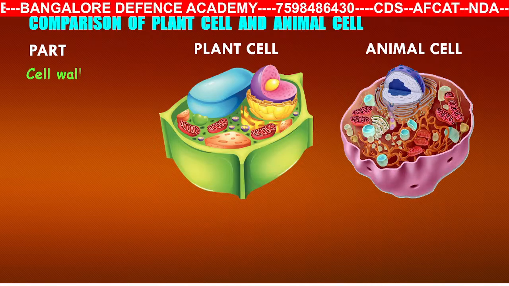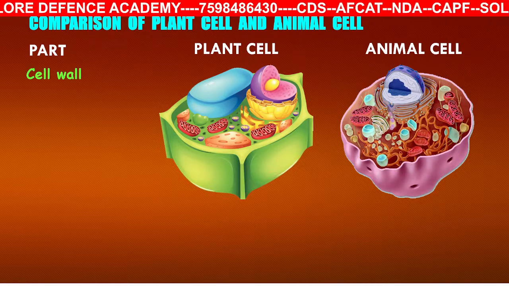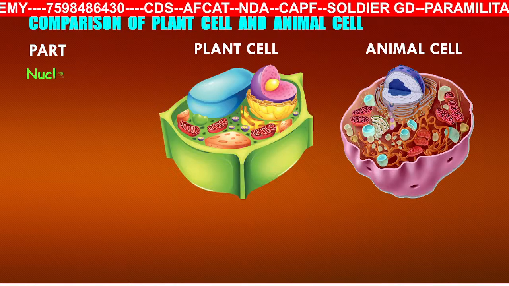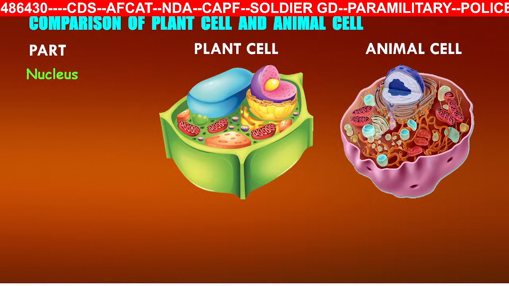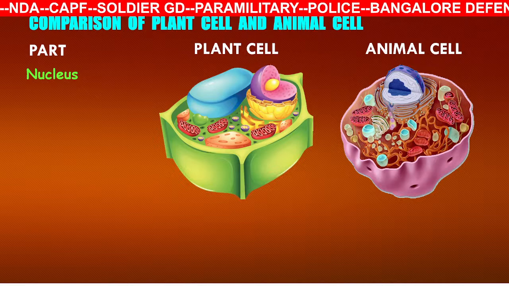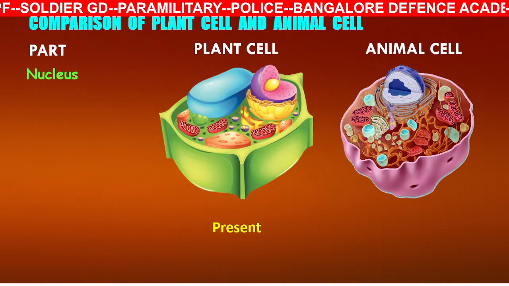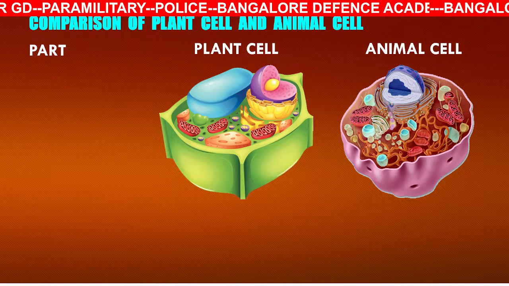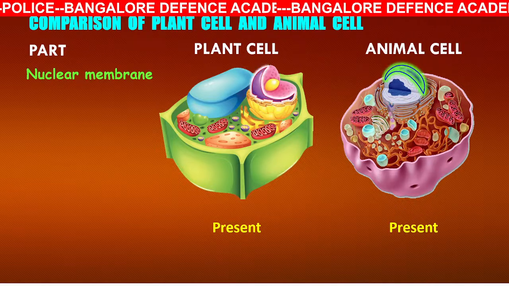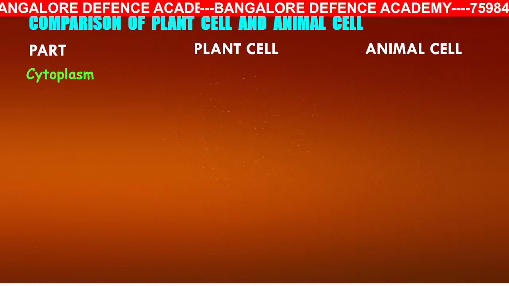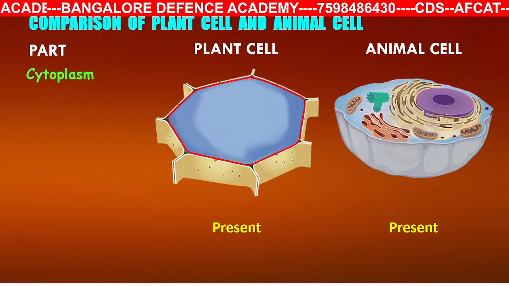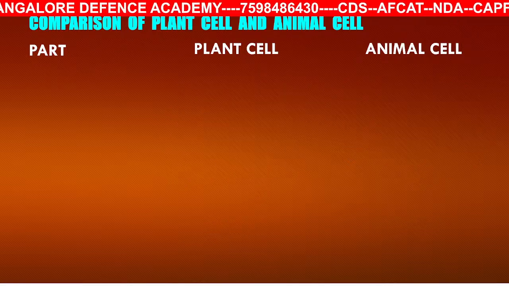Next you have cell wall. What about plant cell? Animal cell? Okay, so in plant cell you have present. Okay, nucleus is present in plant cell? Animal cell? Yes. It is present in both. Next, nuclear membrane present in both. Next, cytoplasm. What is cytoplasm? Present here? Both? Yes, it is present both in plant cell and animal cell.